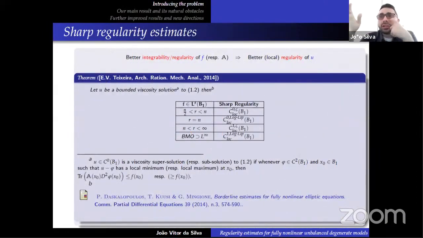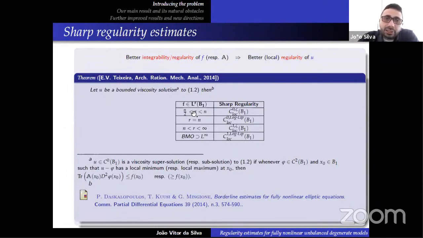When you put together these two pieces of information, we conclude the following. When you increase the integrability and improve the regularity of the coefficients, this implies better local regularity for the solution. These two aspects, improving the regularity of the coefficients and increasing the integrability of the right-hand side, improve the regularity of the corresponding solutions. For example, you can classify all the ranges of the regularity regimes for this problem.